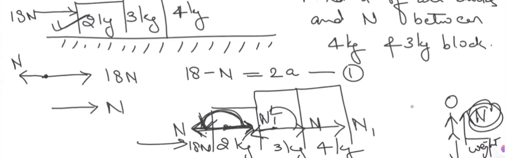So when I come to the 3 kg, my 18 Newton force is applied on the 3 kg only, right? That means my 18 Newton is the normal force only. That means it is applied over here as the normal force, which is again balancing the equal and opposite force of N1.